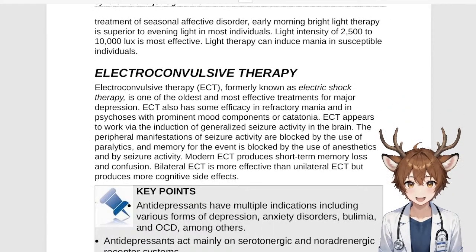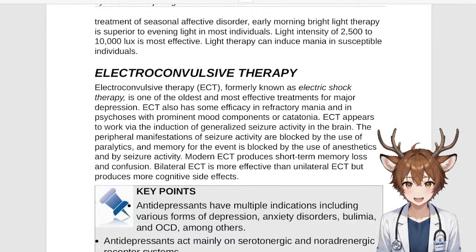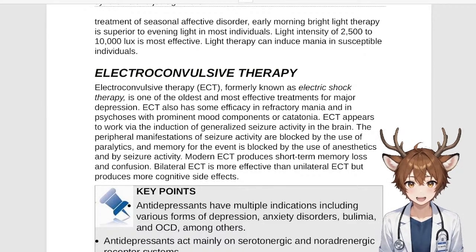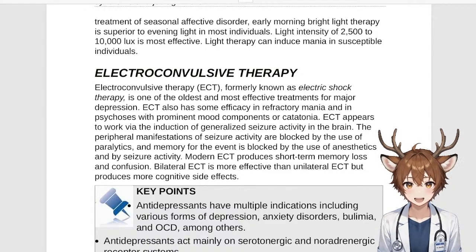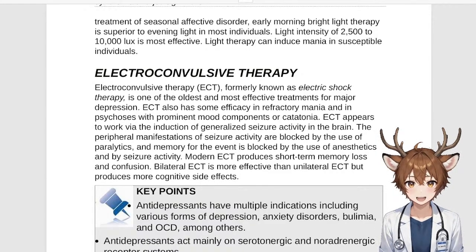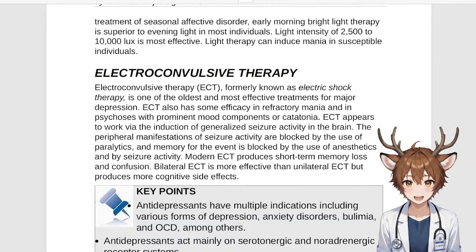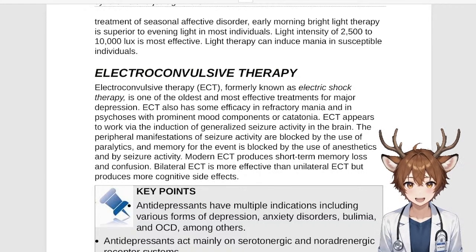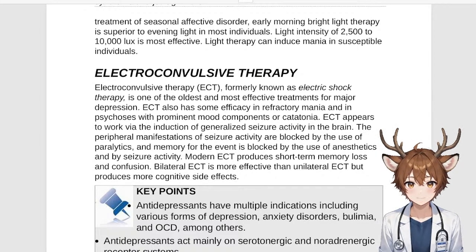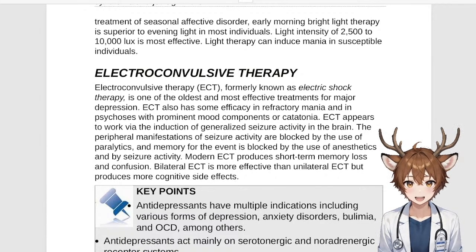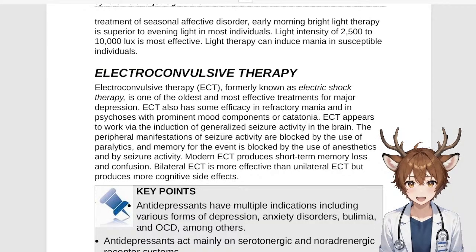So electroconvulsive therapy, ECT, formerly known as electric shock therapy, is one of the oldest and most effective treatments for major depression. ECT also has some efficacy in refractory mania and in psychoses with prominent mood components or catatonia. ECT appears to work via the induction of generalized seizure activity in the brain. The peripheral manifestations of seizure activity are blocked by the use of paralytics, and memory for the event is blocked by the use of anesthetics and by seizure activity.